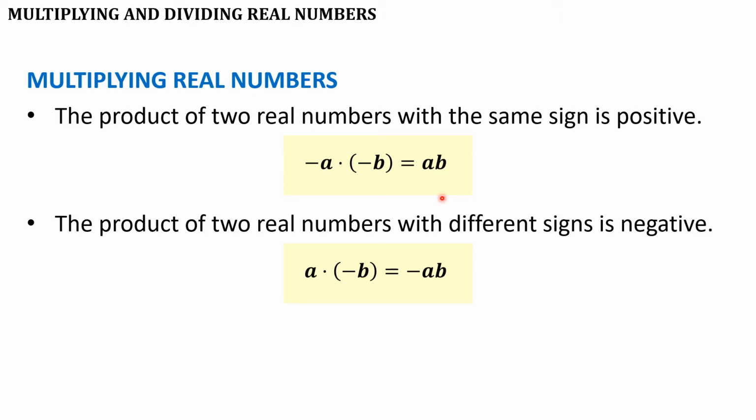Again, this is only for multiplication and division. If we multiply numbers that have the same sign, negative and negative or positive and positive, the product is going to be a positive number. But when we are multiplying, not adding or subtracting, numbers with different signs, the product of that equation is going to be a negative number.